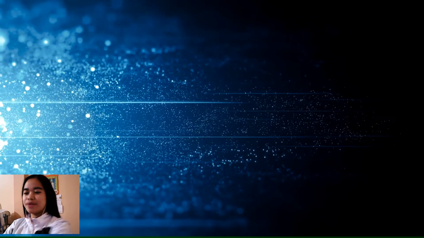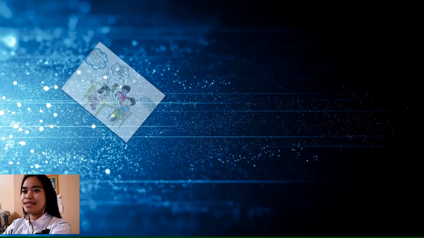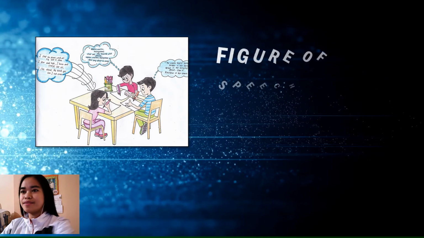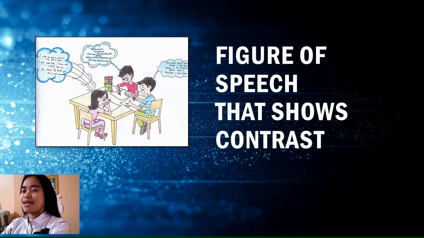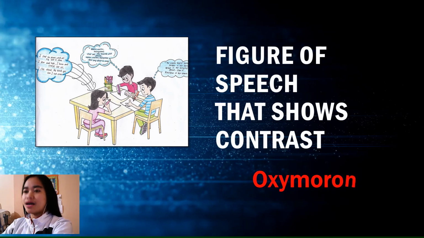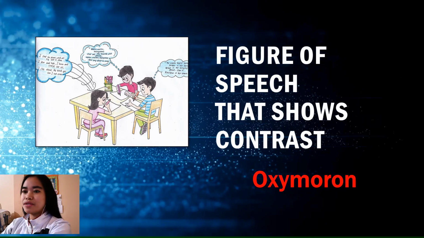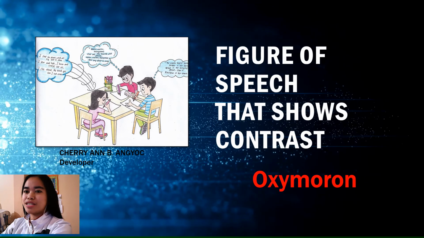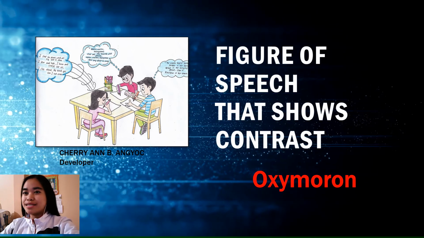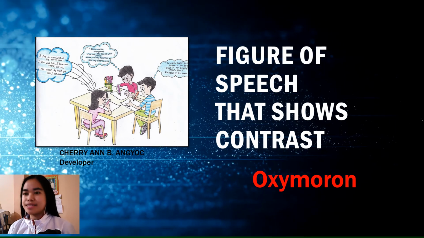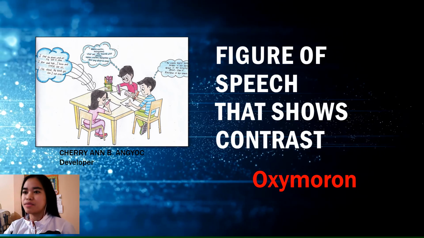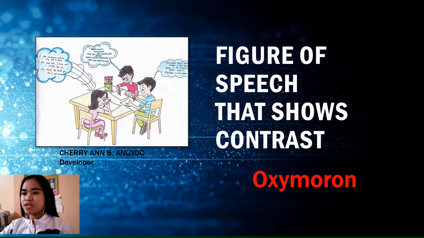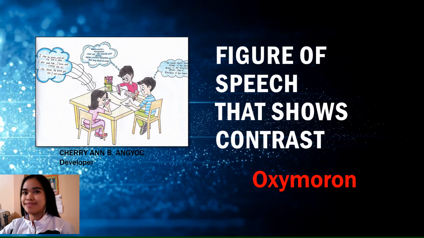So here we go. The title of the lesson for today is a figure of speech that shows contrast. And that is what we call oxymoron. This module is developed by Cherry and Angyo. So again, today's lesson focuses on a figure of speech which is called oxymoron. It is a figure of speech that shows contrast.